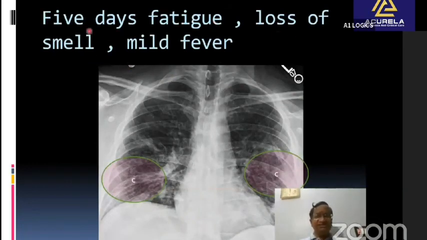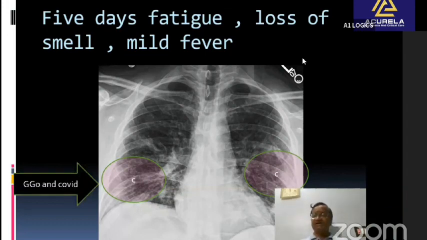Five days, loss of smell, mild fever. This is ground glass opacities on the peripheries, characteristic of COVID.